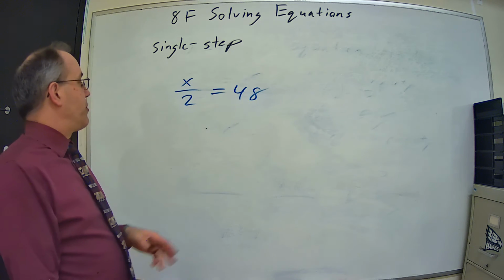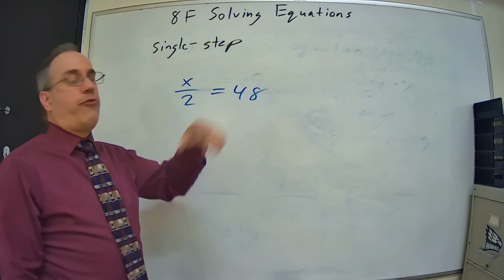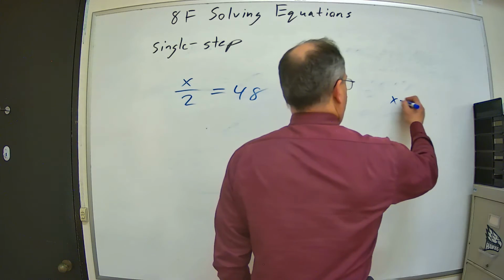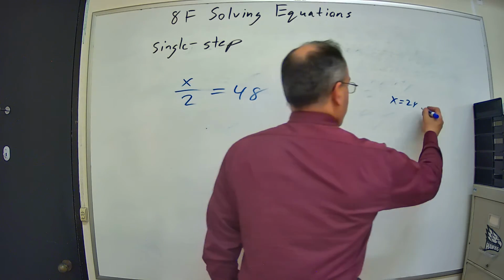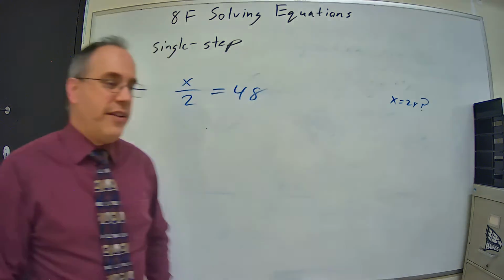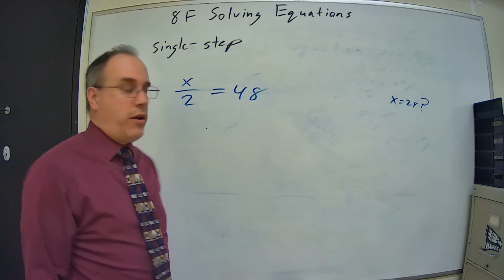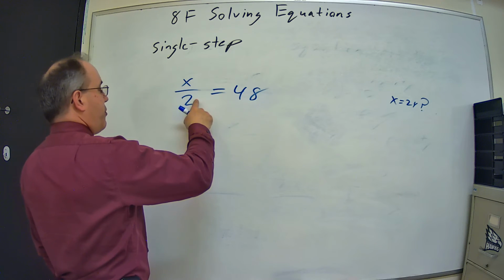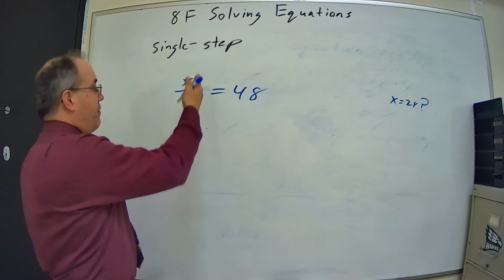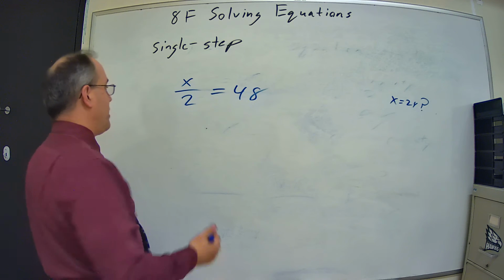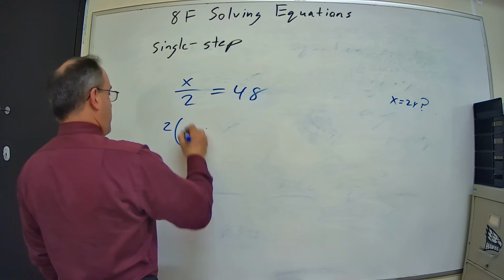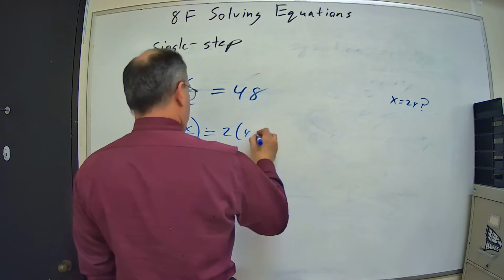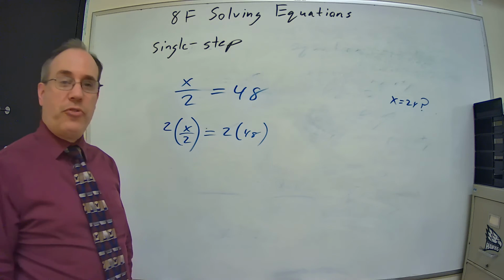It's very easy for someone to go x over 2 is equal to 48, and they say, okay, x is equal to 24. Right? They look at it and say, oh, x is equal to 24. Whereas if we look at this, we go x divided by 2. Well, to get rid of that 2, since it's dividing, we need to multiply by 2. So we go 2 times x divided by 2 is equal to 2 times 48, right? Multiply both sides by 2.